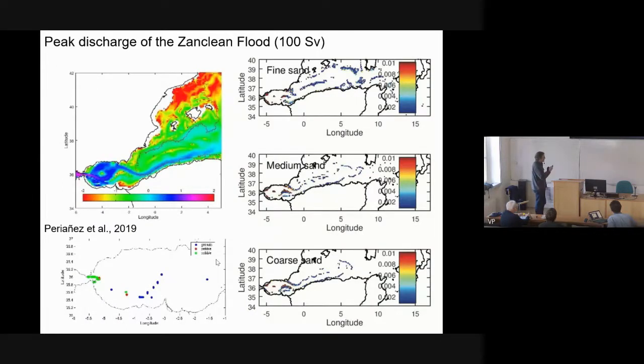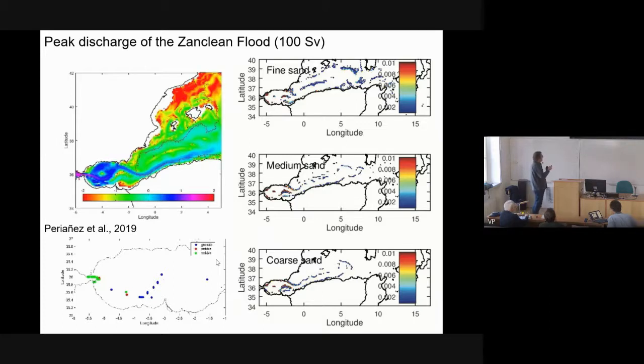So first, let me show these models where we were experimenting by dropping particles of different sizes in an empty Mediterranean. This is again the Alboran Sea, and we are dropping grain sizes in the order of pebbles to cobble. The biggest sizes are the green, and then it reduces until the blue colors.